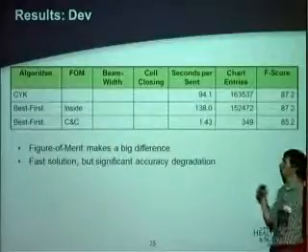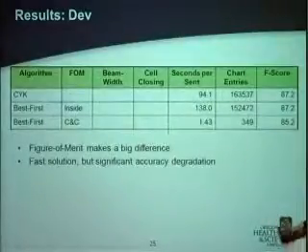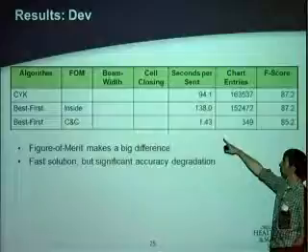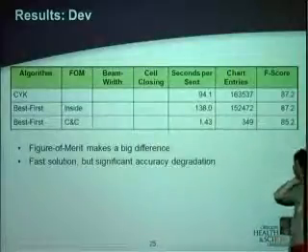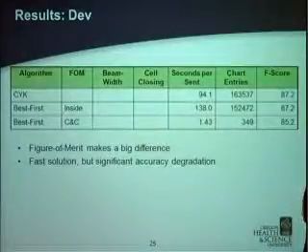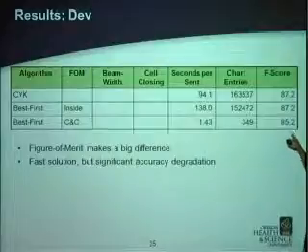Using this figure of merit, the CNC figure of merit, we get a huge savings in speed, a couple orders of magnitude, but we also hurt accuracy a little bit. We're getting to a solution really fast, but it's not the best solution.